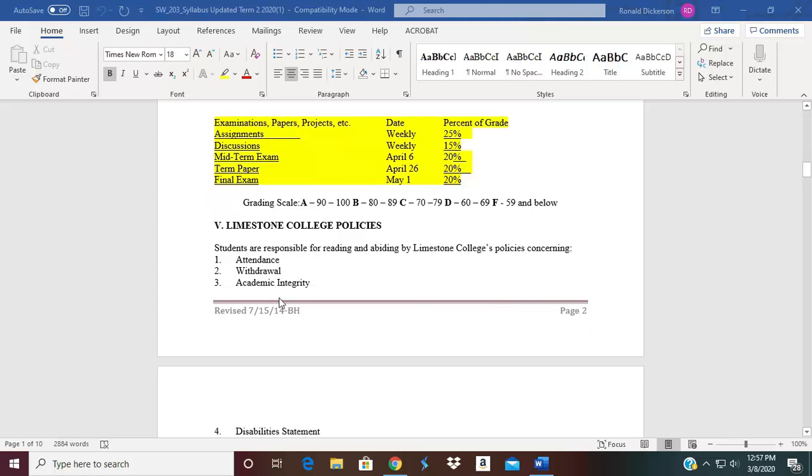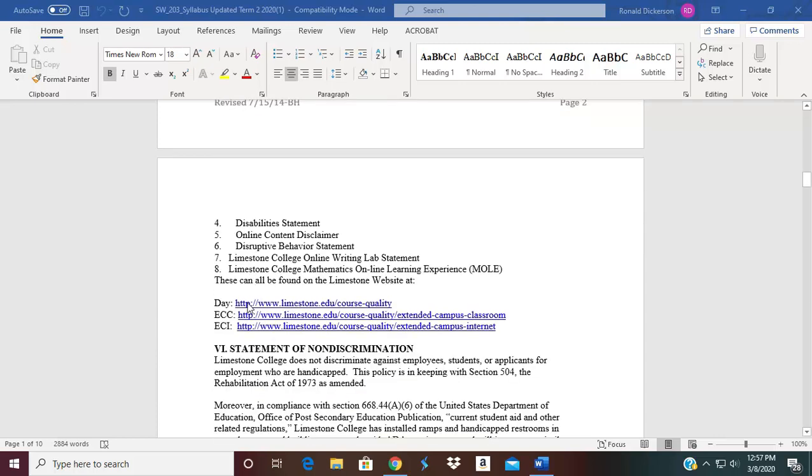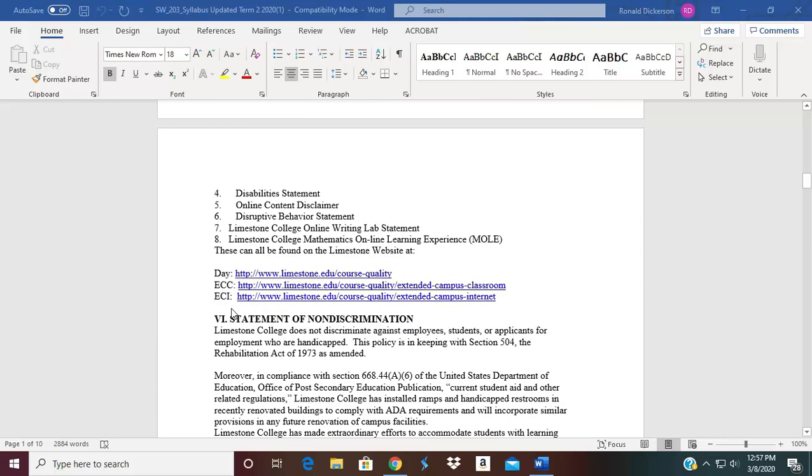Okay, below that you have your Limestone college policies, and it kind of lists some of the things that fall within the policy. You might want to pay attention to that as you go through. As you look at this day program, and then you have the ECC program and the ECI program. Well, the ECI program is basically online courses. The ECC courses are normally courses you would be taking in collaborate in class. And you have your day campus. Well, when we get to be a university, some of those things will change. So just be mindful of those things.